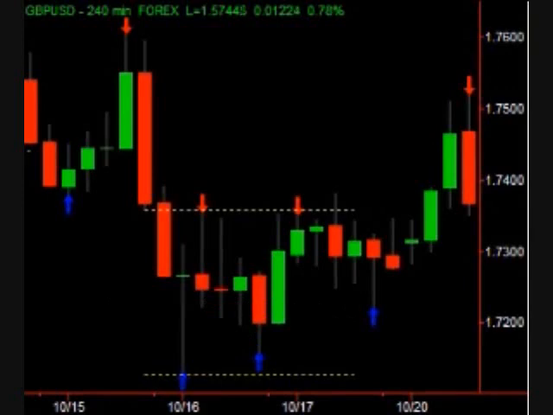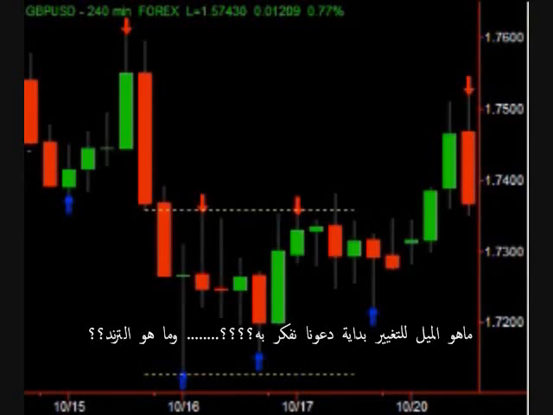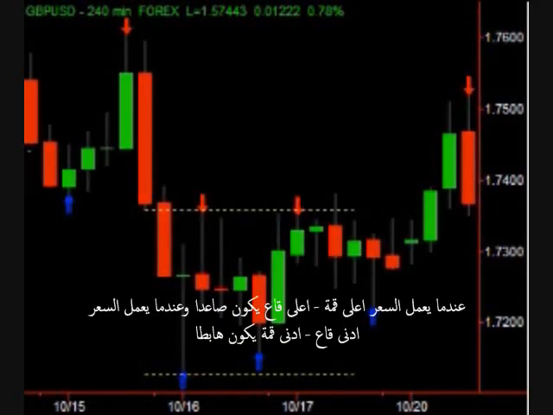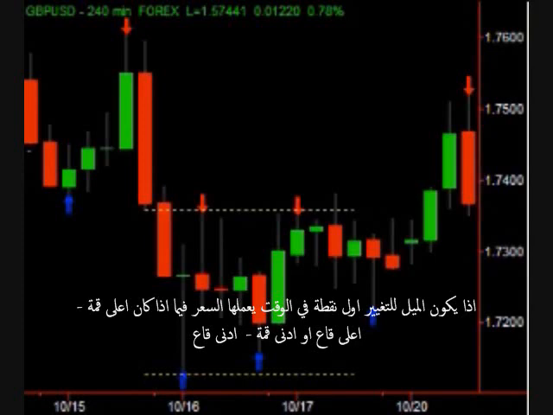Right, okay, so what is the bias change? Well, first of all, let's just think about what is a bias change, or what is the trend? The trend is when price is making higher highs, higher lows, it's going up. When price is making lower lows, lower highs, it's going down. So the bias change is the first point in time that price is making either higher highs, higher lows, or lower highs, lower lows.